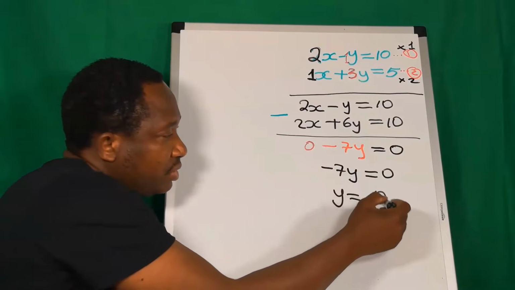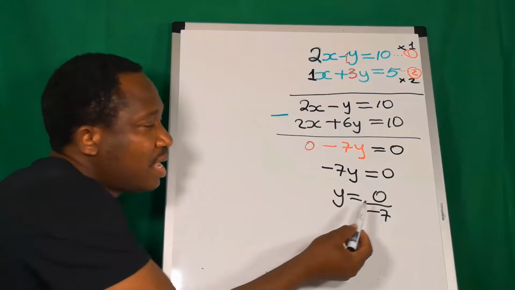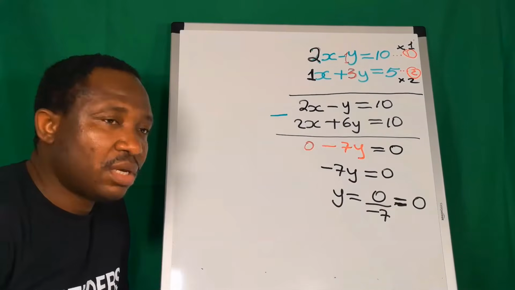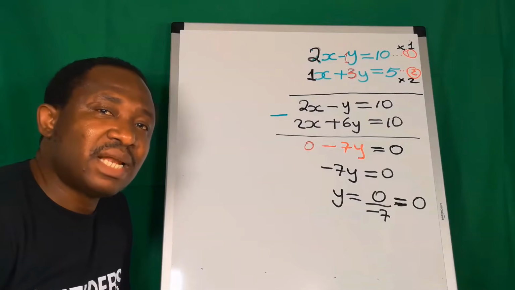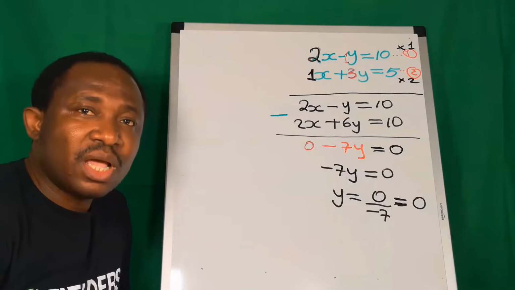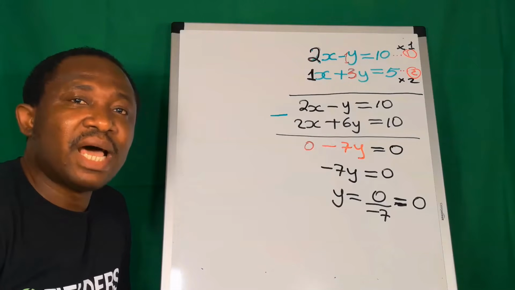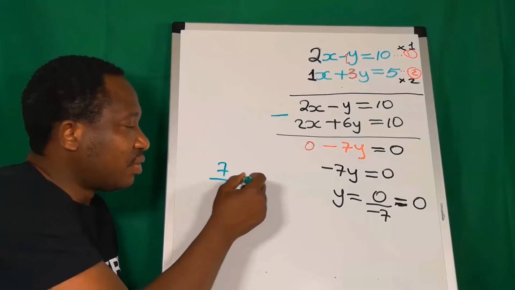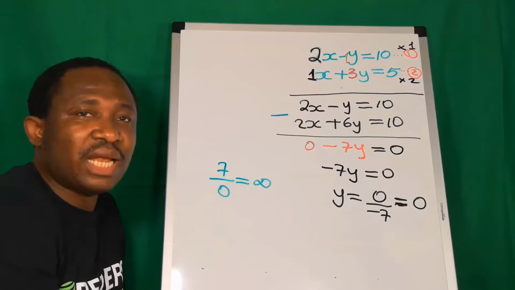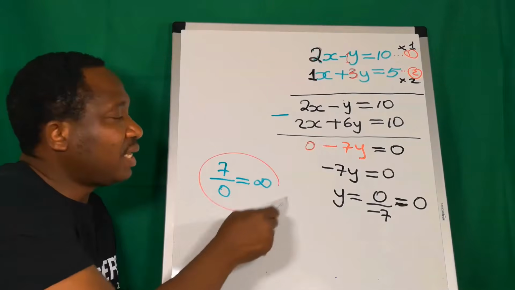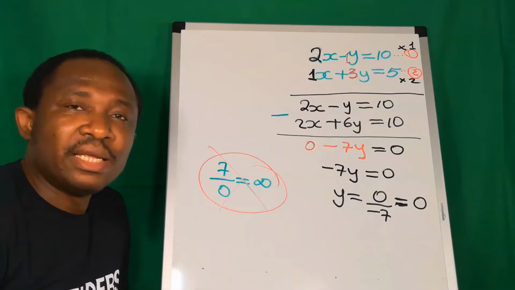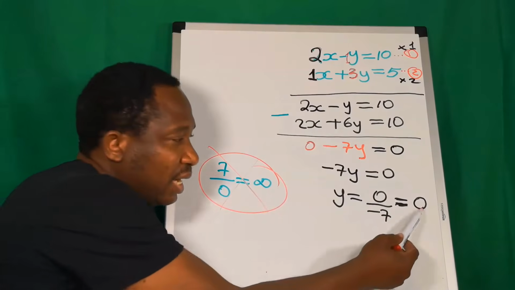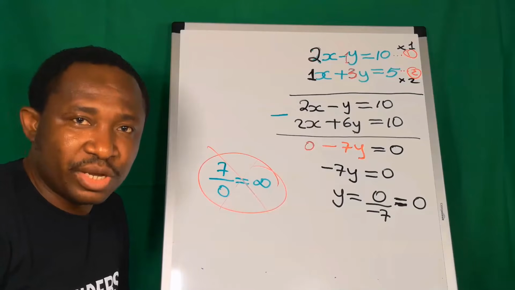Y is now 0 divided by minus 7. 0 divided by any integer is 0. 0 in mathematics is allowed to divide any number. However, no number is allowed to divide 0. That is, any number divided by 0 is undefined. It's not allowed in mathematics. However, 0 can divide any number, and 0 will reduce that number to 0.